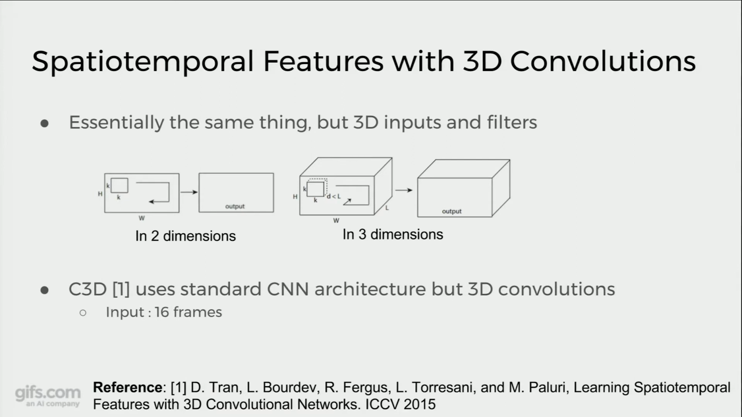In particular, here I'm going to focus on C3D, which is a widely used neural network that uses these 3D convolutions. The reference is here on the bottom. It takes a standard architecture like AlexNet from image analysis and replaces the 2D convolutions with 3D convolutions. This allows it to analyze blocks of frames. In C3D, it uses 16 frames that it analyzes at once. So it can also learn about motion and change over time.